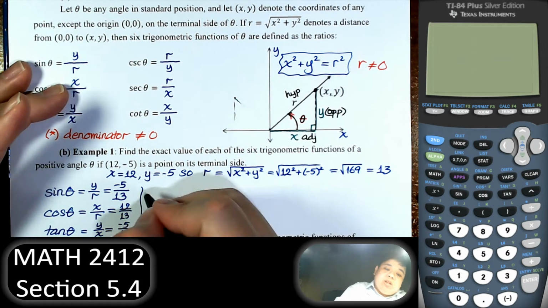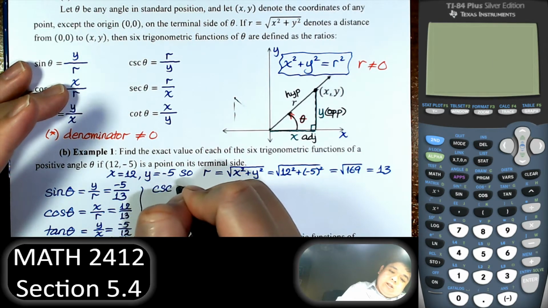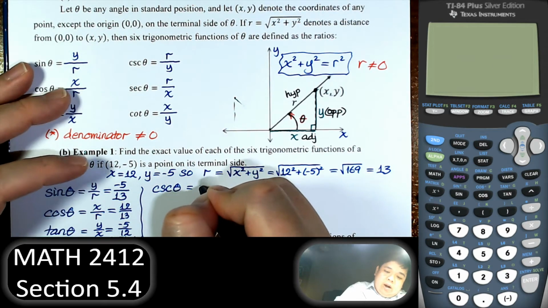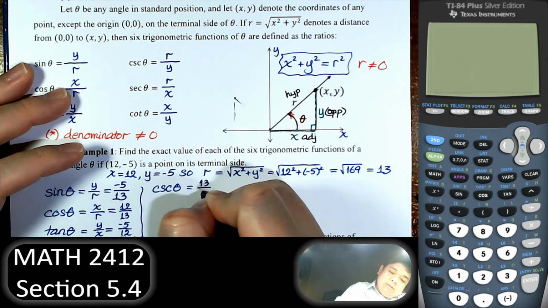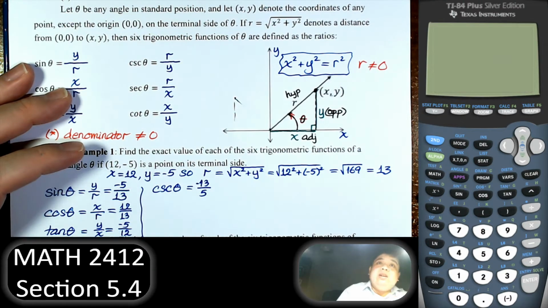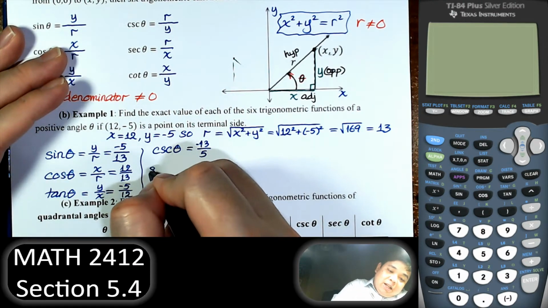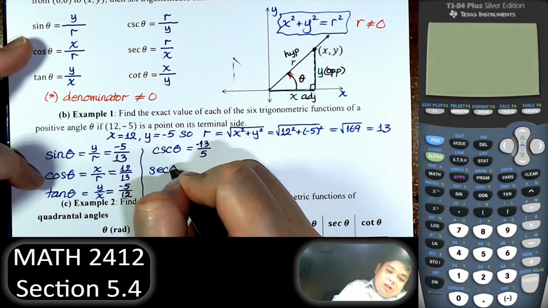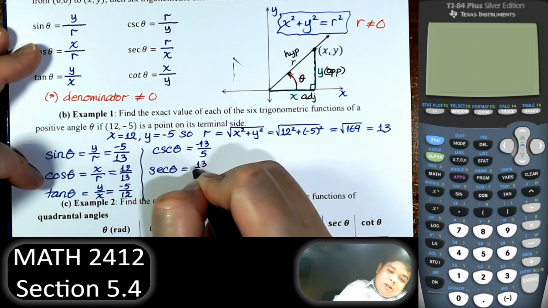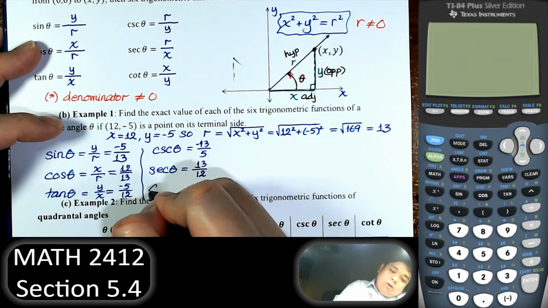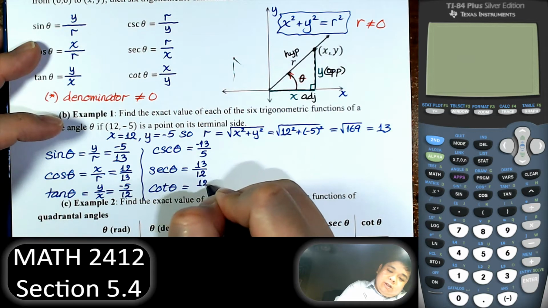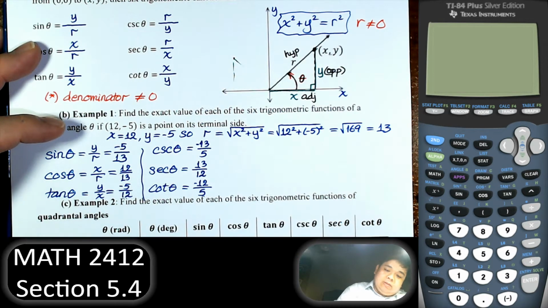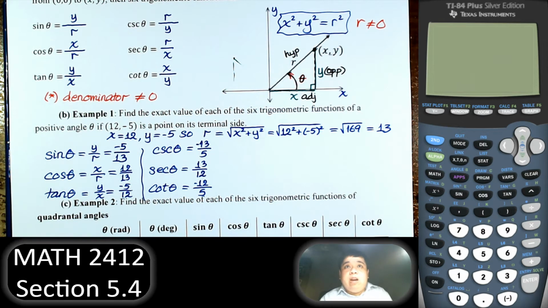And we just write the reciprocal functions. Cosecant is r over y, so 13 over negative 5, and just put the negative on the top. And then secant is the reciprocal of cosine. And then cotangent is the reciprocal of tangent. So just based on the definition.